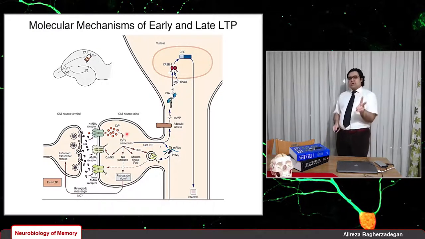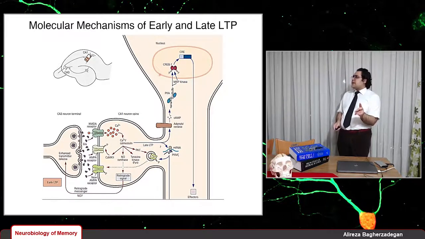So we have two protein syntheses. First, we have a protein synthesis activated by the protein kinase A, cAMP signaling pathway, protein kinase A and CREB1. And then we have a protein synthesis related to the local translation of the mRNA of protein kinase M zeta. And this is why for late LTP, we need protein synthesis.